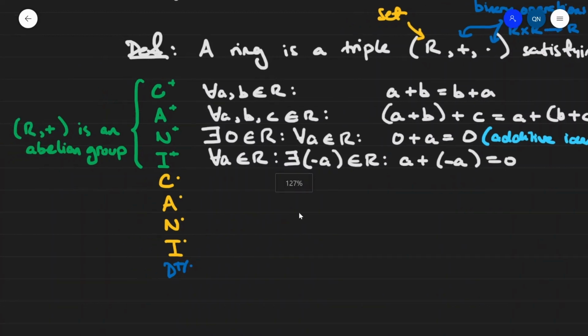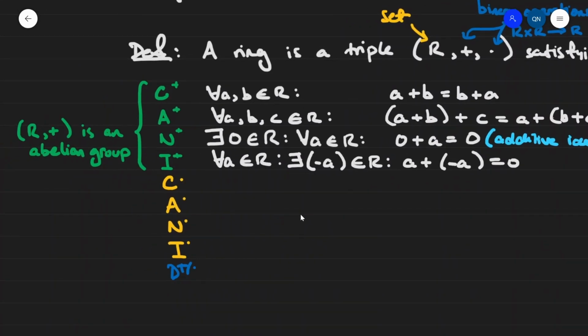How about for multiplication? This is where things might change up a little bit. We'll start off with A actually. This is associative. In all definitions of a ring, this is the one that kind of survives.